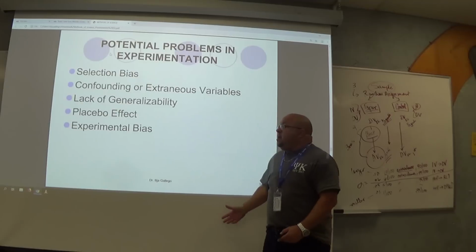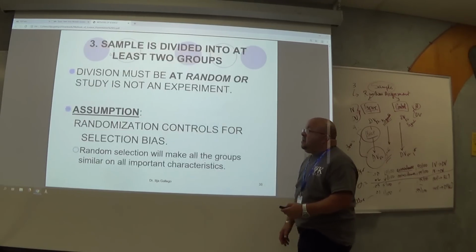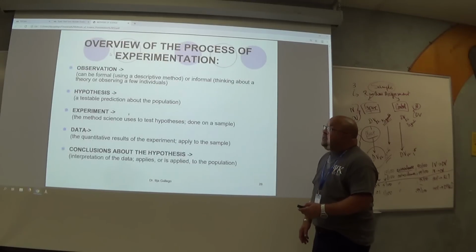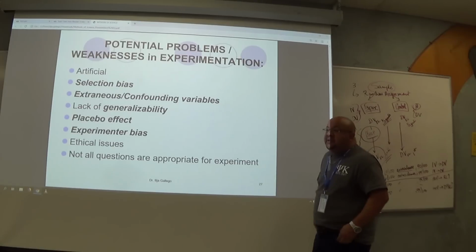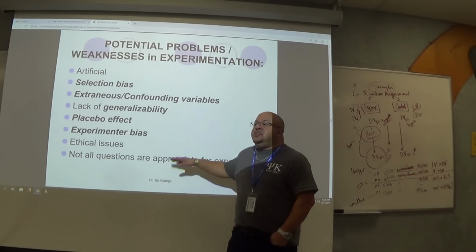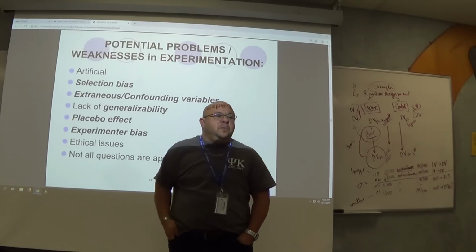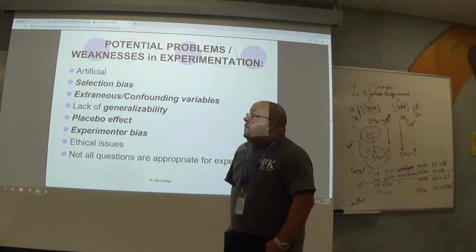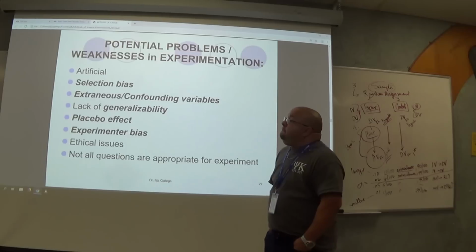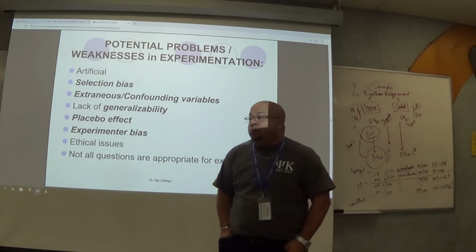Okay? And what I want to do is go back to slide 27, because 27 had a longer list, because it included things that aren't key terms. And I want to discuss some of these potential problems. So, one potential problem is that experiments are artificial.